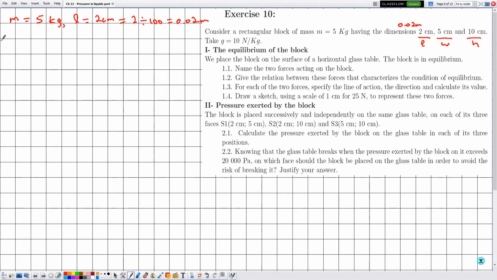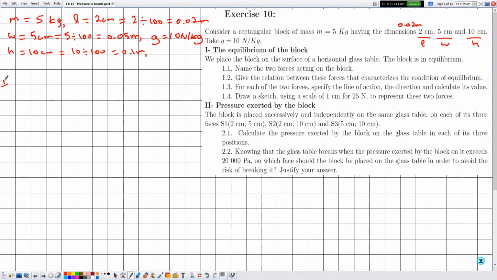And the width is given by 5 centimeters, which is equal to 5 divided by 100. And the height is given by 10 centimeters. From centimeters to meters, we divide by 100. So the height is 0.1 meters in the SI, and take g equal to 10 newtons per kilogram, which means that we are performing this experiment on the surface of Earth.